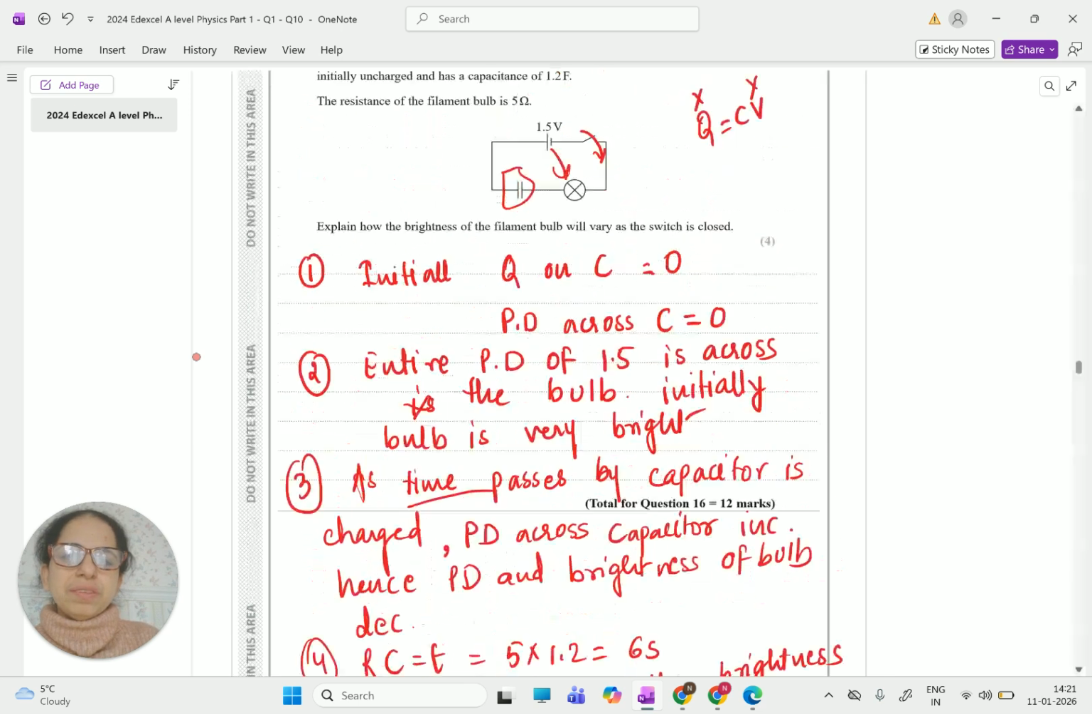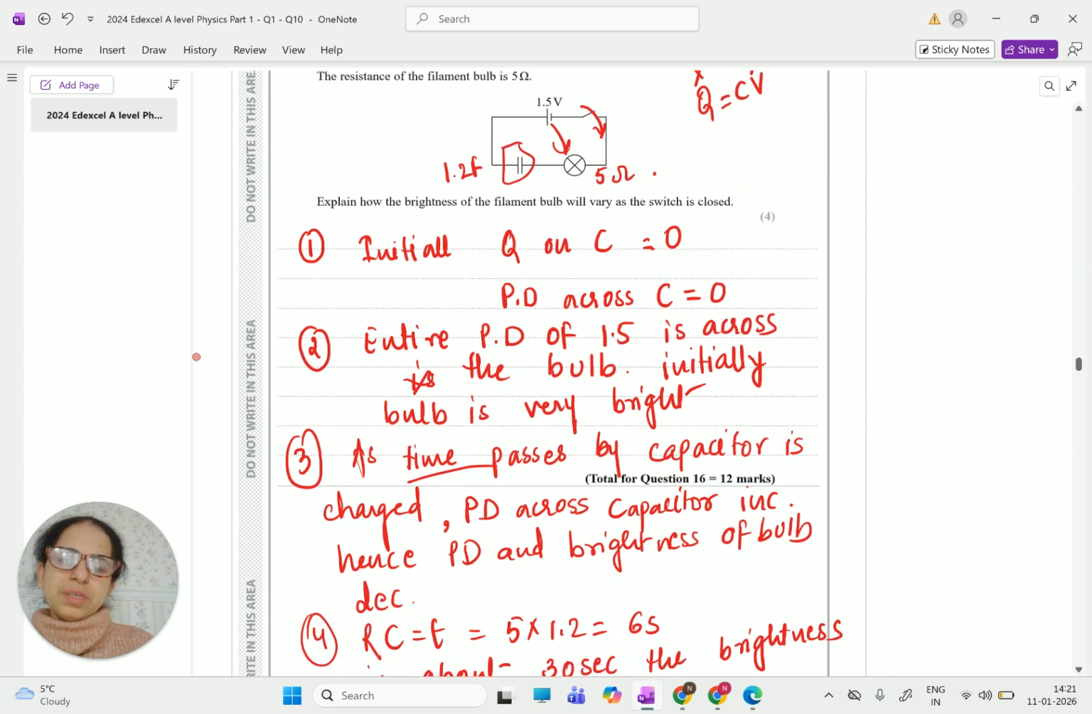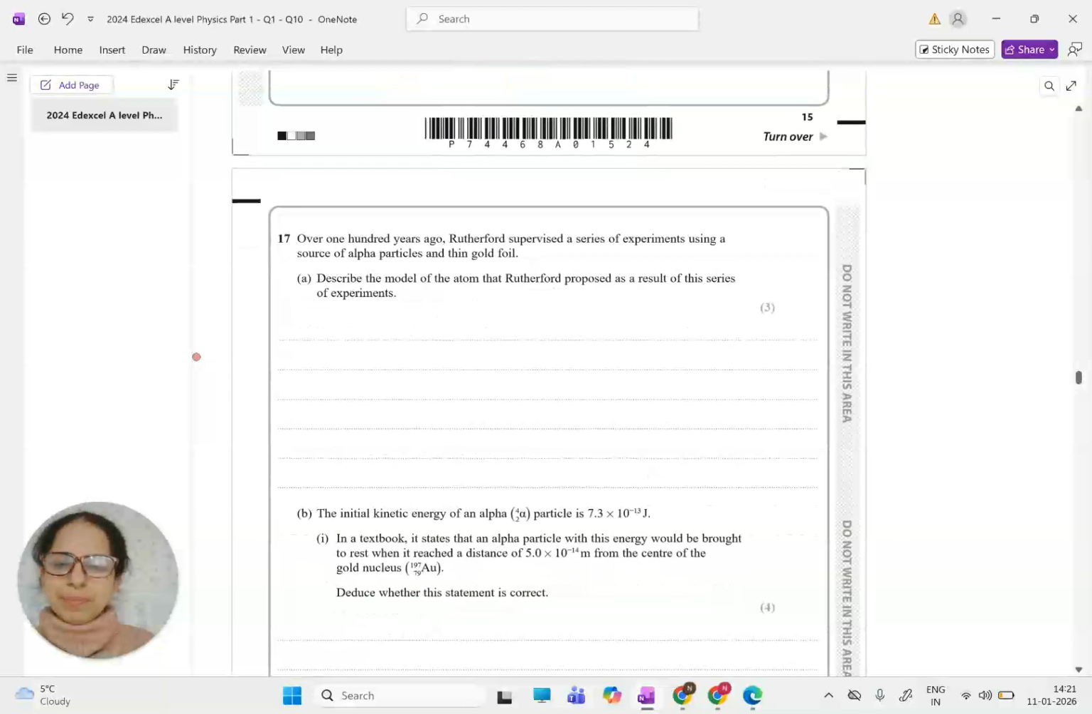That's why they've given you all the values, isn't it? You have the value of the resistance of the bulb, you have the capacitance. You need to be using it somewhere. All right. Okay, let's do the next one. Pause, do it yourself. If done, let's start.